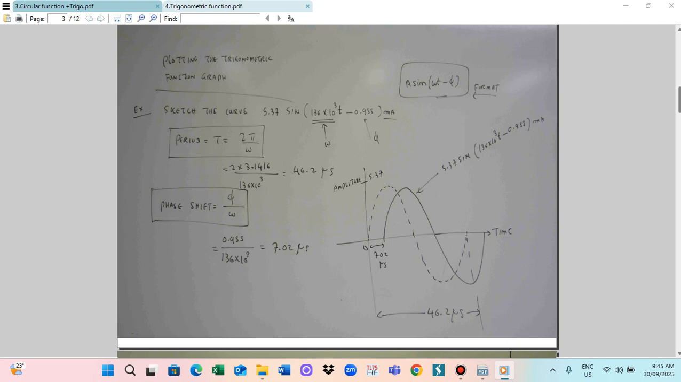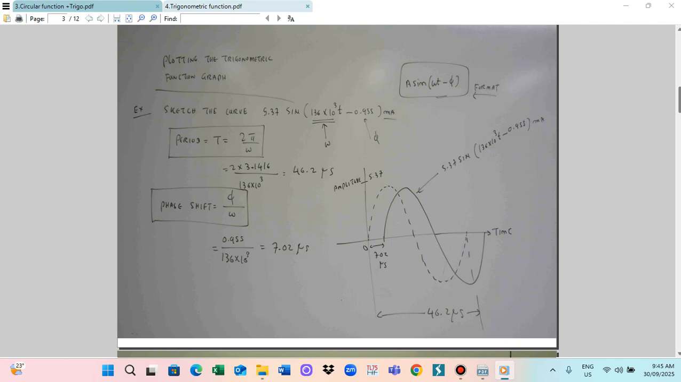And then we can also calculate the phase shift angle. Phase shift. The phase shift formula is phi divided by omega. So the equation to calculate the period is t is equal to 2 pi by omega. Equation to calculate the phase shift is phi divided by omega. So this is the equation.